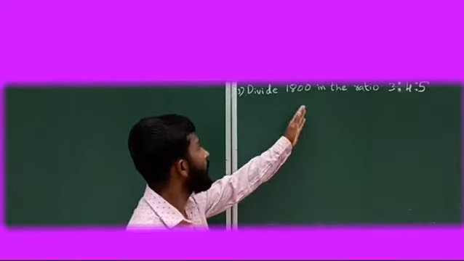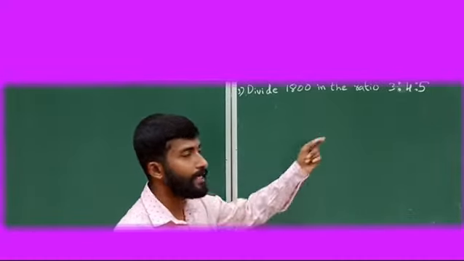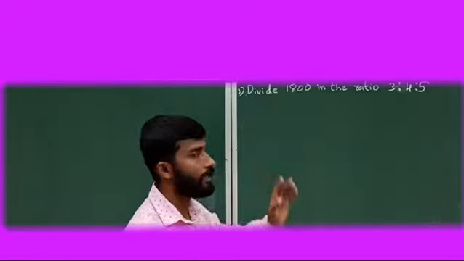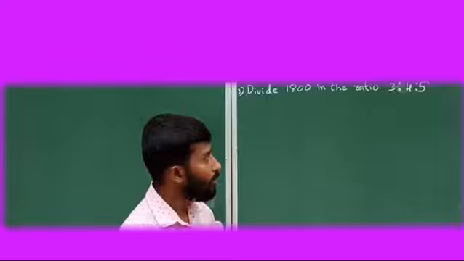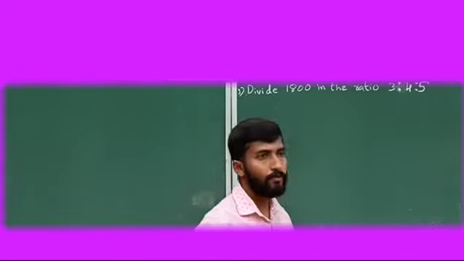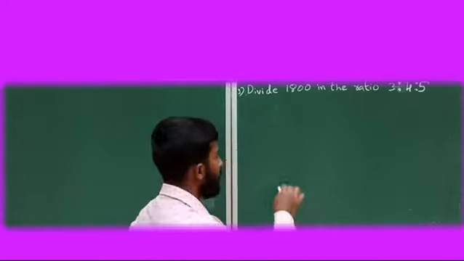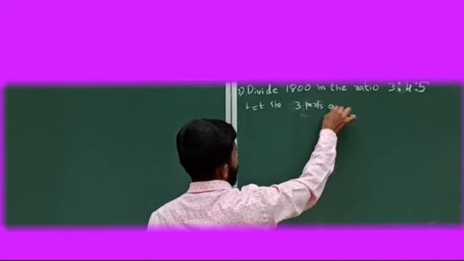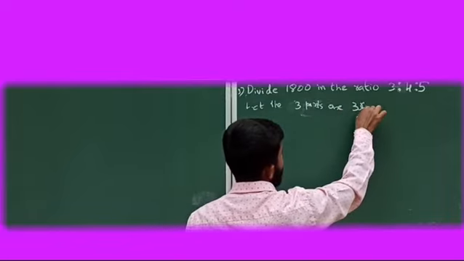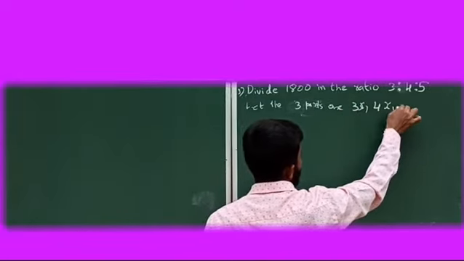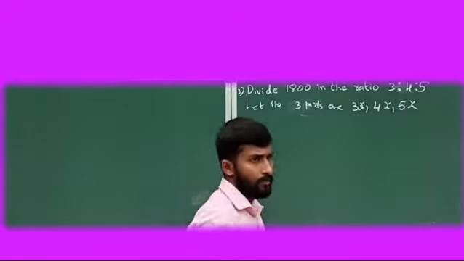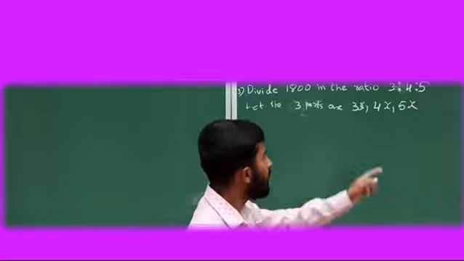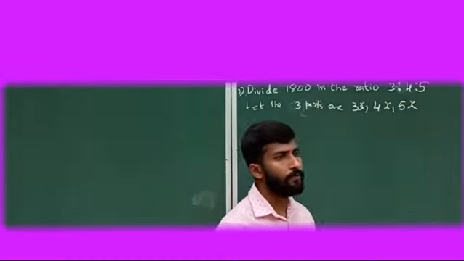See the next question. Divide 1800 in the ratio 3:4:5. That means you need to divide 1800 into 3 parts. Their ratio 3:4:5 is given. Let the 3 parts be one is 3x, another one is 4x, next 5x. Clear? 3x, 4x, 5x are the given parts. Why? Because the ratio 3:4:5 is given.